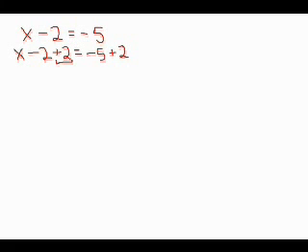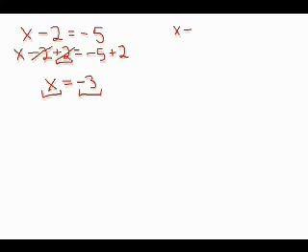Well, now we've got a case where we can simplify. Minus 2 plus 2 makes nothing. X minus 0 is just x. And on the right-hand side, negative 5 plus 2 is negative 3. So we've done it. We've isolated the variable, got x by itself, and we found that the value of x is negative 3.